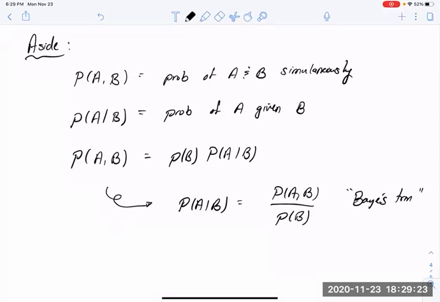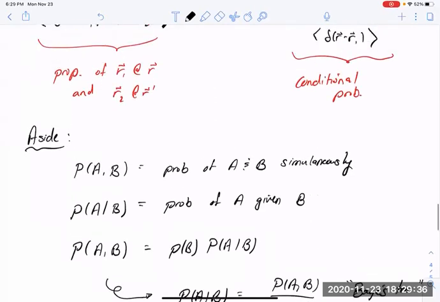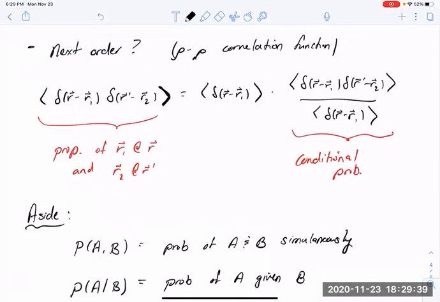So that's what conditional probabilities mean. It really means the probability of seeing one event given you just saw another event, and is always equal to a joint probability divided by its marginal. And that's what we've just found here. The joint probability of seeing particle 1 at R and particle 2 at R prime is equal to the probability of seeing R1 at R times the conditional probability of seeing R2 at R prime given R1 was at R.